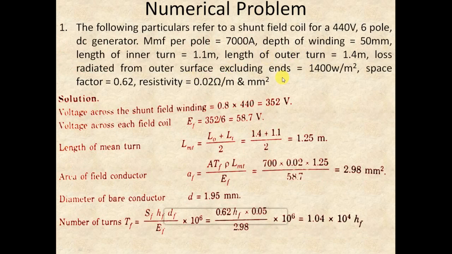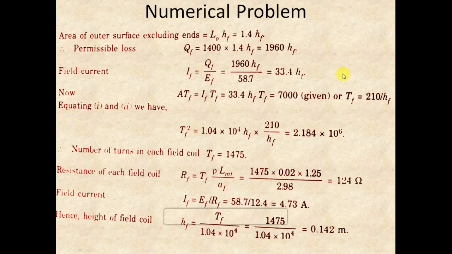It is actually 1400 watts per meter square. So the heat which is getting dissipated through the total outer surface area can be easily obtained by multiplying it with the total outer surface area. So we got the value of QF as 1960 HF. The field current can be found out by using the relation QF divided by EF. In this we will be able to get a relation in IF and HF.